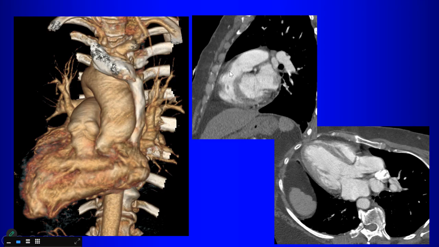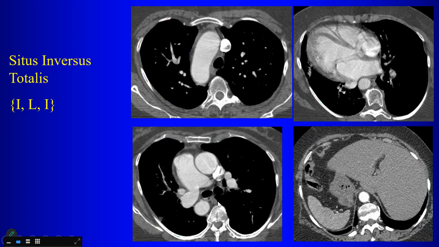Okay. So the right ventricle is the anterior, goes to the pulmonary artery. Here's your posterior ventricle, it's the left ventricle. Nice here that you could see that the inflow and the outflow are connected. So that's a morphologic left ventricle. Here's the inflow, there's the outflow, there's the aorta. So I, L, I: this is a patient with situs inversus totalis.